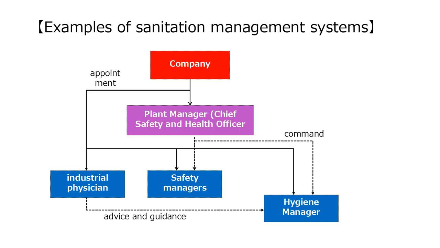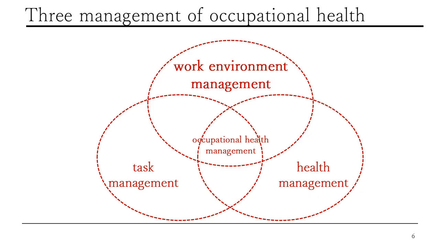In this way, the health management system is characterized by clearly defined roles and responsibilities. By sharing problems throughout the workplace and taking appropriate measures, the safety and health of workers can be protected. Next, I will discuss how the three management aspects of occupational health, namely, work environment management, work management, and health management, are related. First, let's talk about work environment management.